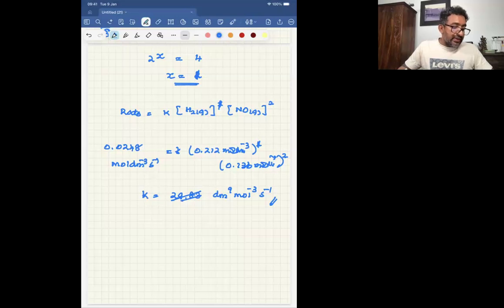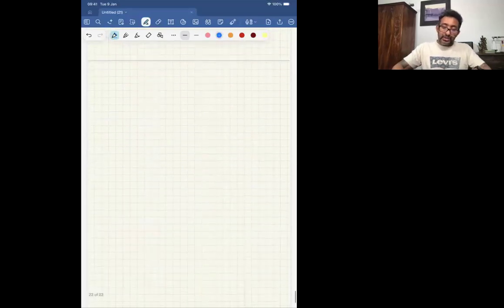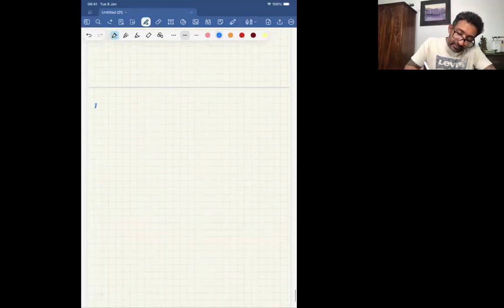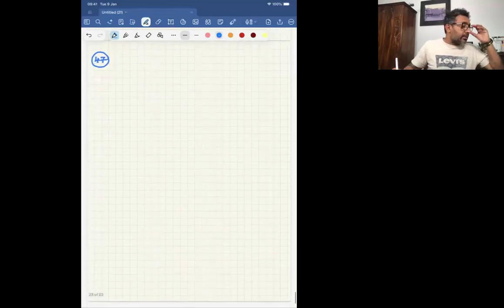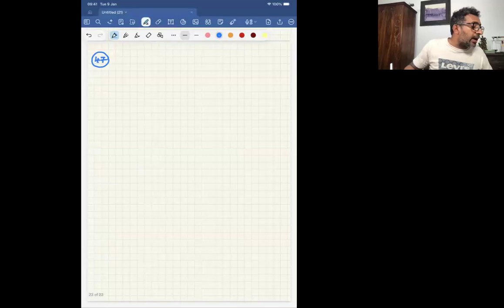Question number 47. NO and hydrogen react with each other as shown below. NO, nitrogen, water, nitrogen. Some experimental data is obtained here.